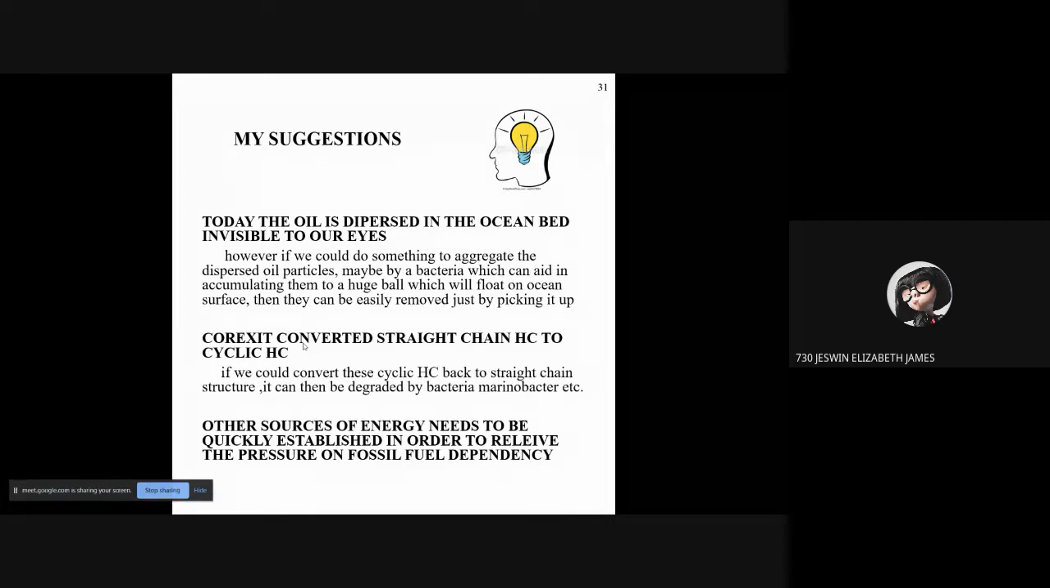And one of the major things, which is something we can achieve, is that other sources of energy need to be quickly established, because there is a lot of dependency and pressure on the fossil fuel industry, because our world is running on fossil fuels, right? So if other sources of energy are being found, they have to be implemented all around the world so that this will relieve the pressure on fossil fuel dependency.